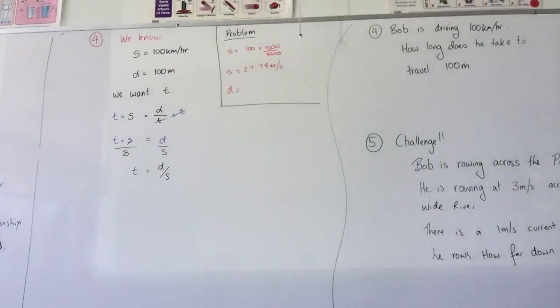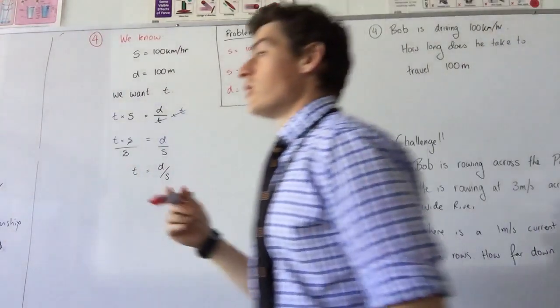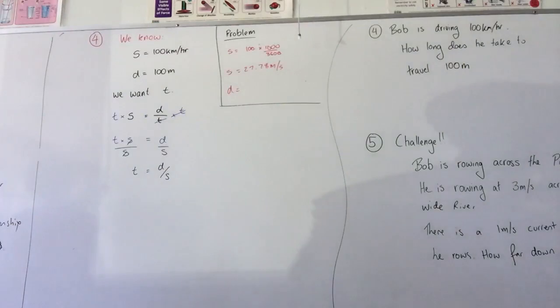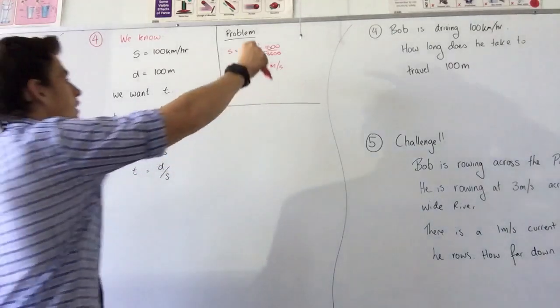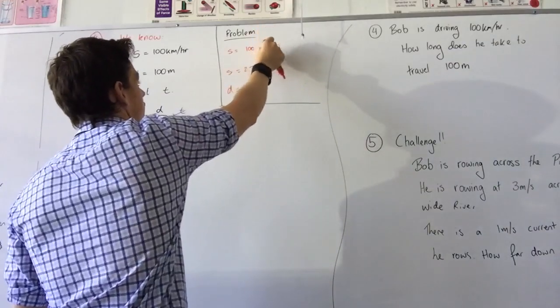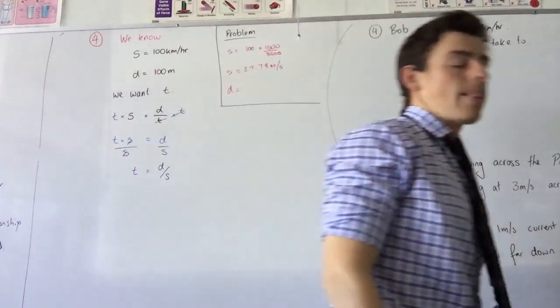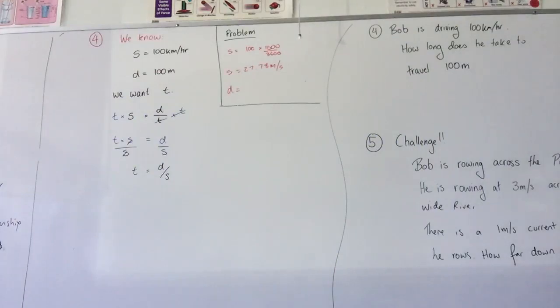I don't understand how we got that number, 3600. Okay. Very good. How many minutes are in an hour? 60. How many seconds are in a minute? What's 60 times 60?